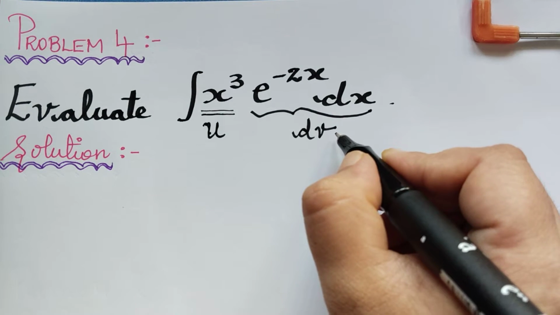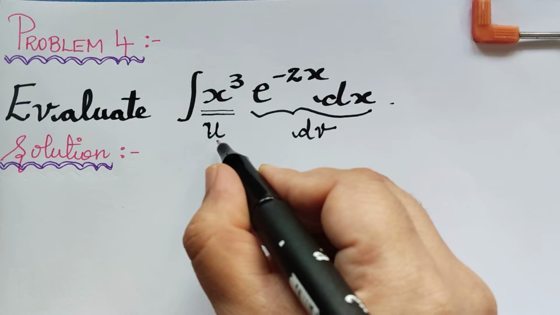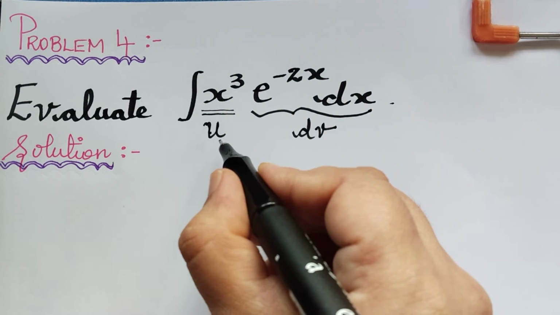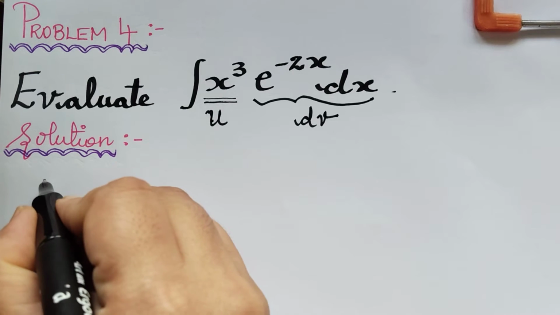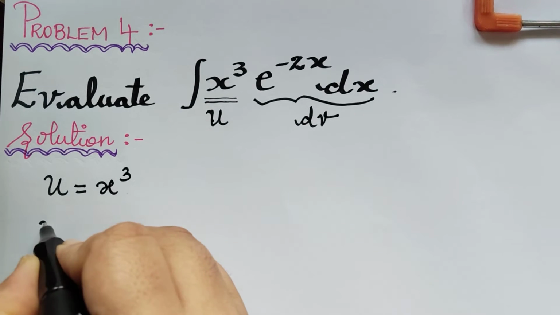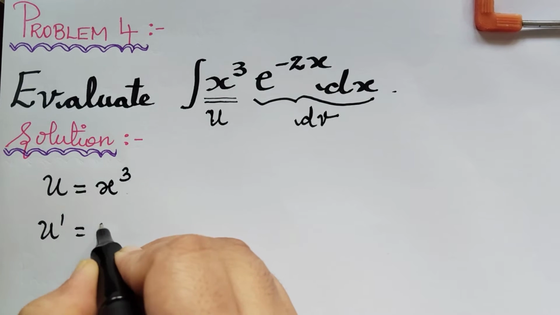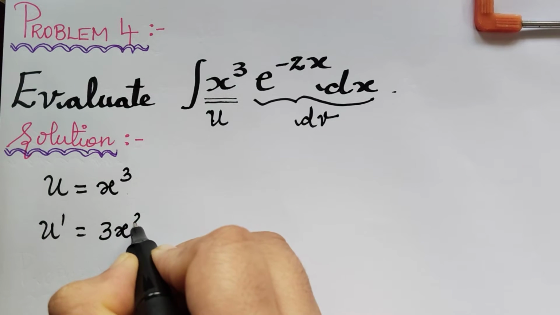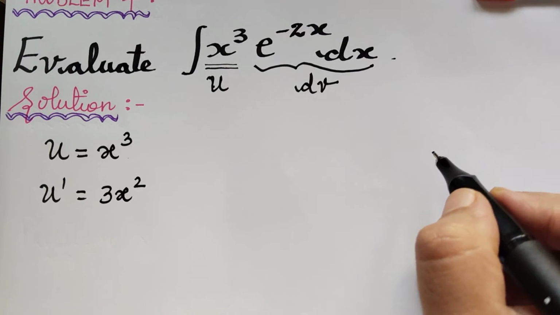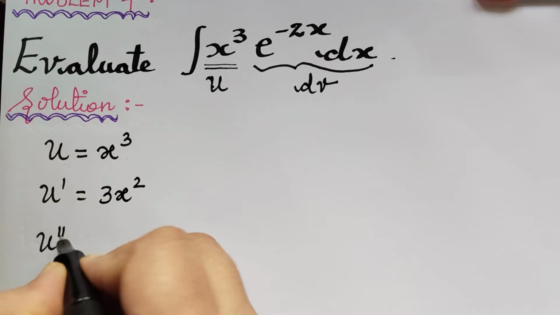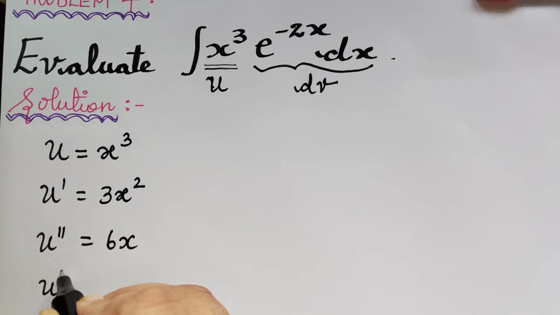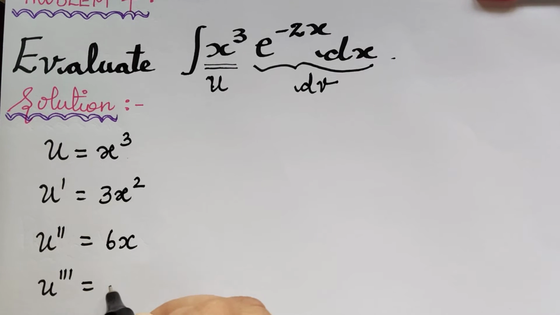So using this, we have to find u dash, u double dash, etc., in order to apply in Bernoulli's formula. First let us write u. u is equal to x cube. So what will be u dash? It is equal to 3x square, that is the differentiation of u with respect to x. Then u double dash is equal to 6x, and then u triple dash is equal to 6.